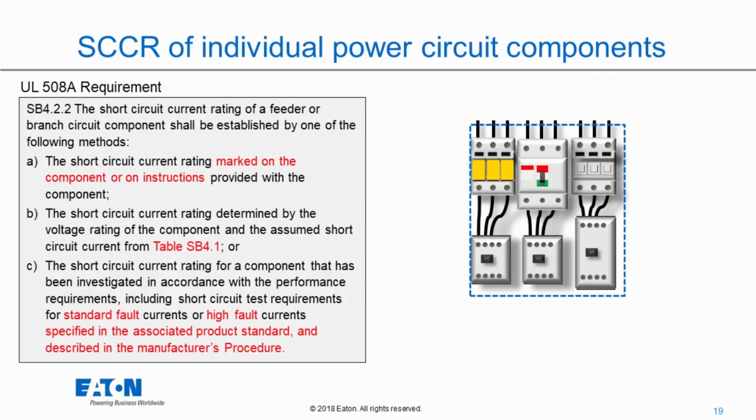Or, of course, if I have a component with a high fault rating, I can use that, assuming I am applying the proper overcurrent protective device in front of it, right? So if it says that I have a high fault rating with a 20 amp class J fuse and I use a 20 amp class J fuse, I can go ahead and use that high fault rating. So those are the ratings, of course, that I can use in there.